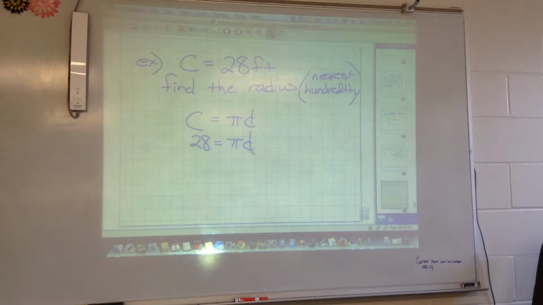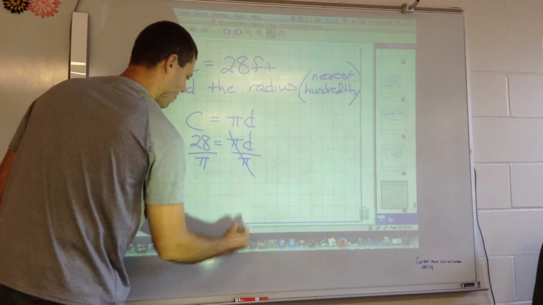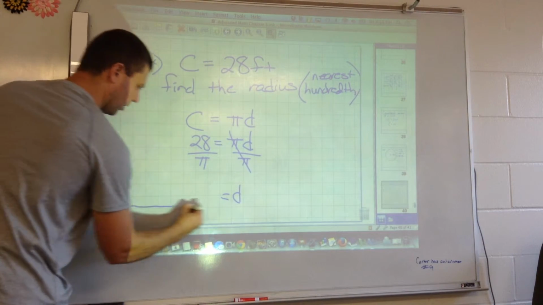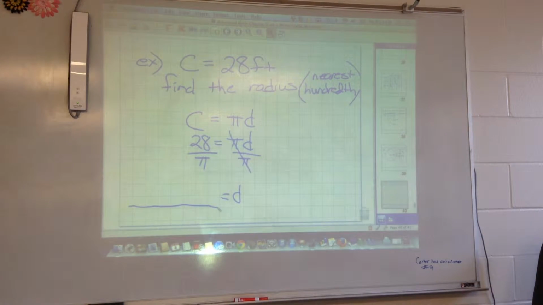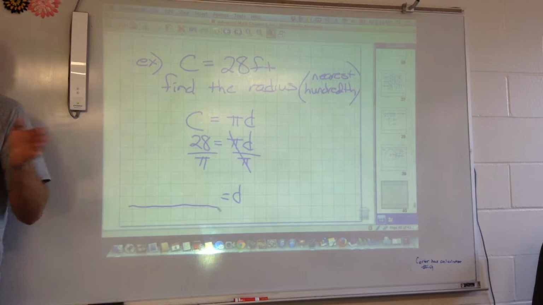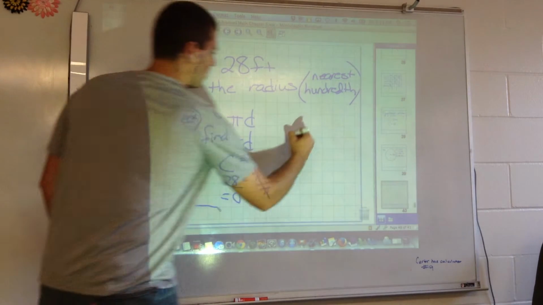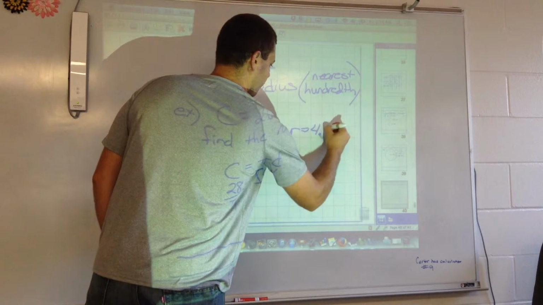What would you do? Divide both sides by pi. So d equals whatever that long decimal is. But I said to find the radius. So after you get this answer, what would you do? Divide by 2, because you want to find the radius, and the radius is exactly half the diameter. To the nearest hundredth, 4.46. So the radius is about 4.46.